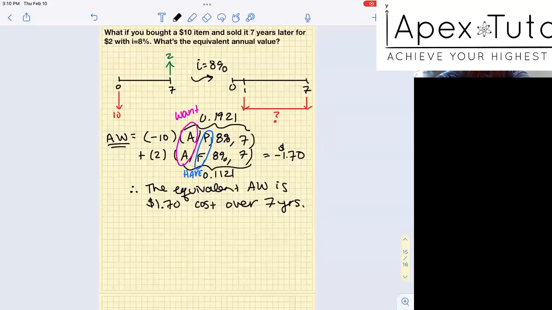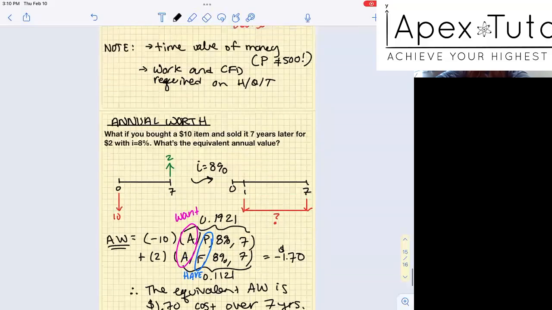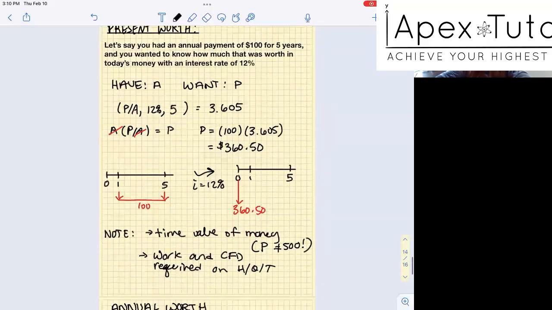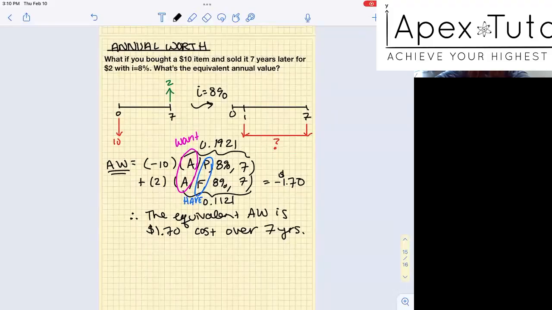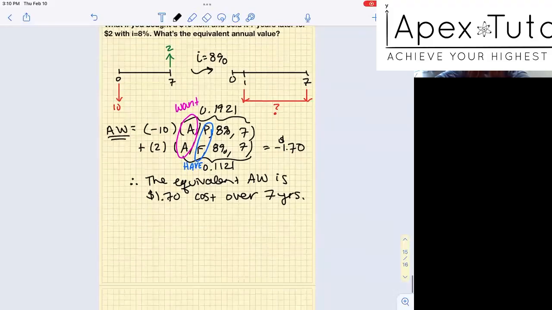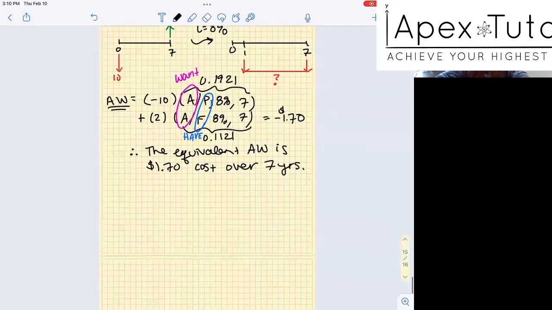Other questions? So before we did present worth, so we wanted P, right? In annual worth, we want A. And so if we do future worth, what do you think? What letter do we want? Very good. So let's do a practice problem for future worth.